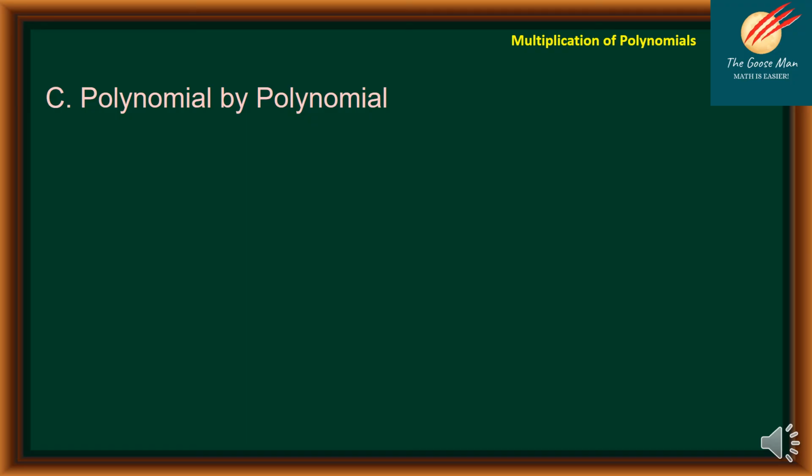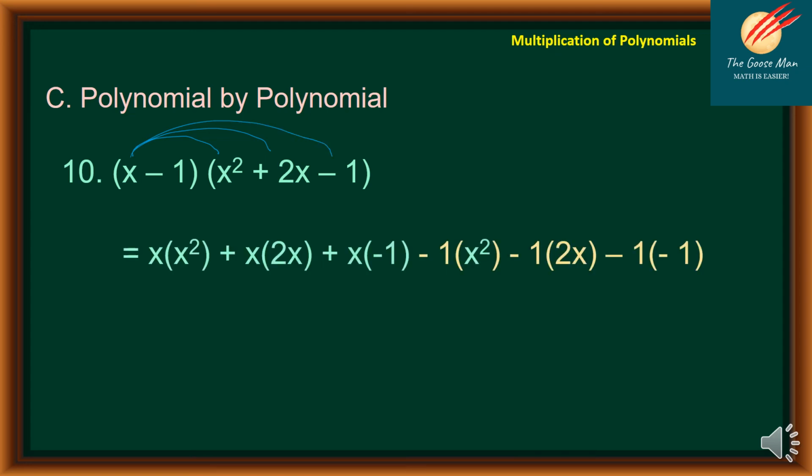Let's move on to another example. So I have x minus 1 times x squared plus 2x minus 1. Again, I'll distribute x to x squared as well as x times 2x and x times negative 1. So I have here the expression x times x squared plus x times 2x plus x times negative 1. Similarly, I have negative 1 times x squared, then we have negative 1 times 2x and negative 1 times negative 1.